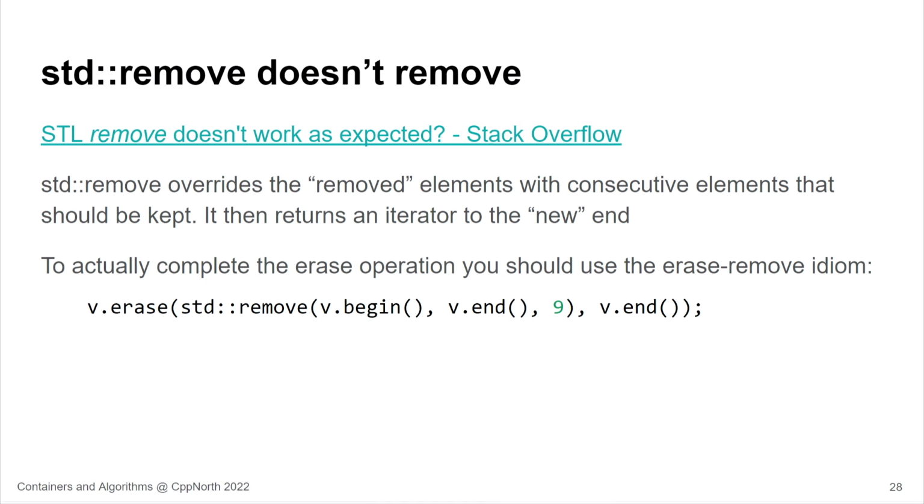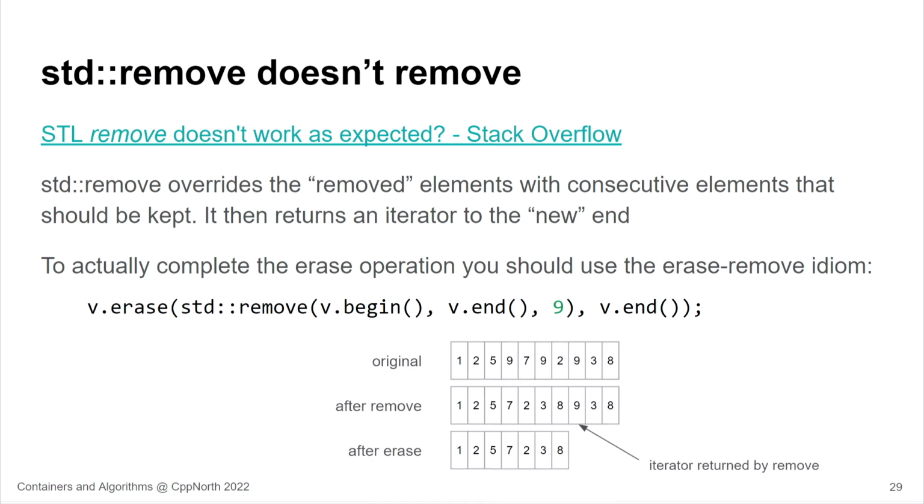The idea is that you first copy the elements that you want on top, override those that you want to remove, and then you just get rid of the rest of your container. It looks like that. Suppose that the original container was these numbers. I wanted to remove all the 9s. You can see that the 9s are removed, even though I do have one 9, the third from the end. Why is the third from the end still there? Because there was no other element that could override it.